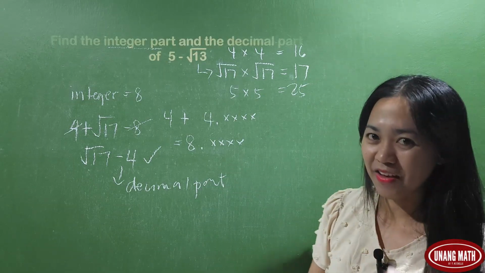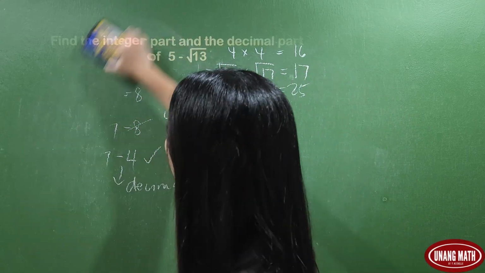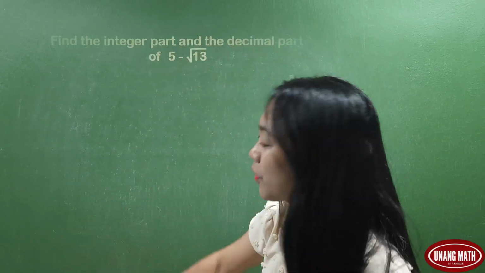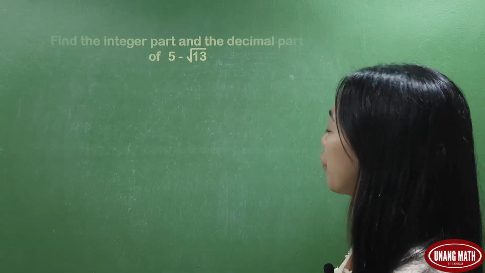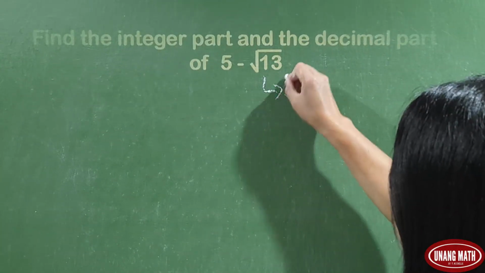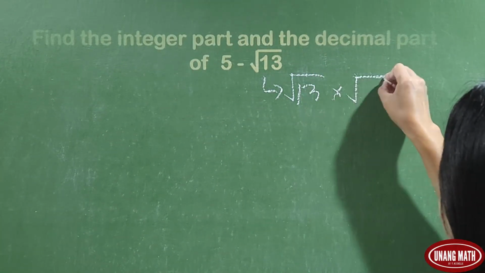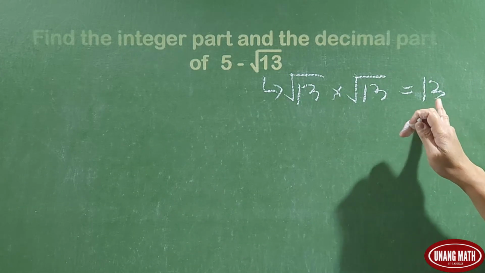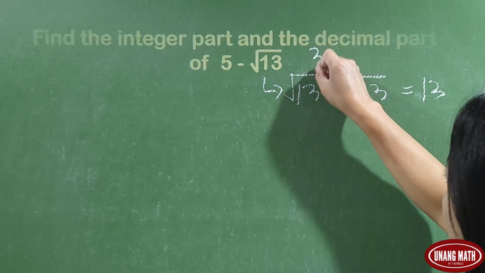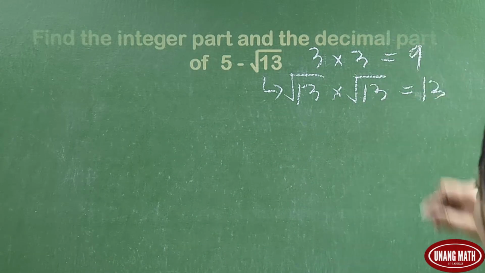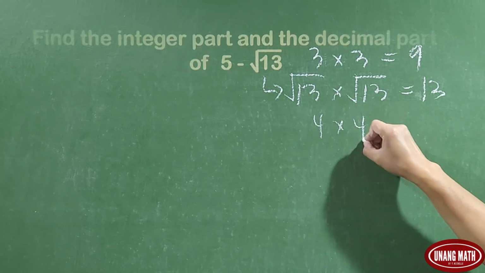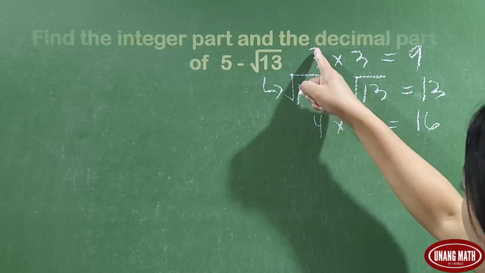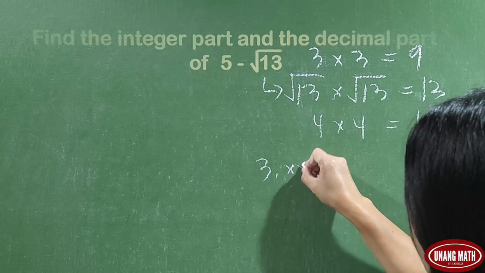Okay, how about this second question? Let's also answer this one. Find the integer part and the decimal part of 5 minus square root of 13. Square root of 13 means square root of 13 times square root of 13. This is equal to 13. What is the square number closer to 13? If it's 3 times 3, that's 9. If it's 4 times 4, then this is already 16. So square root of 13 is between 3 and 4. So this is 3 point something.